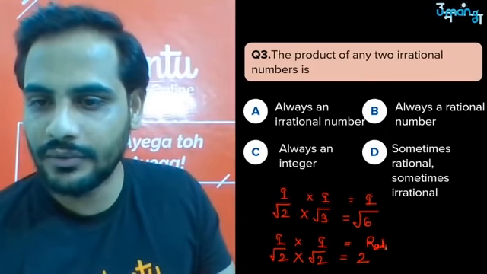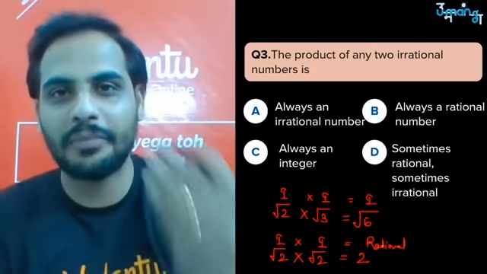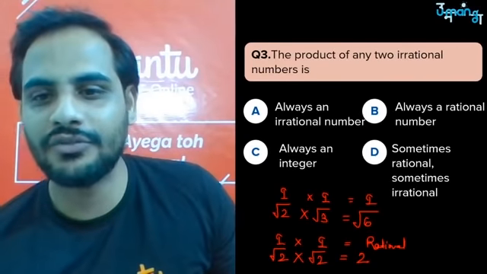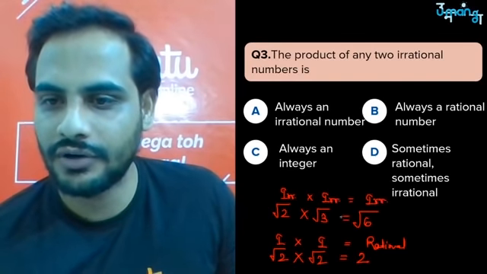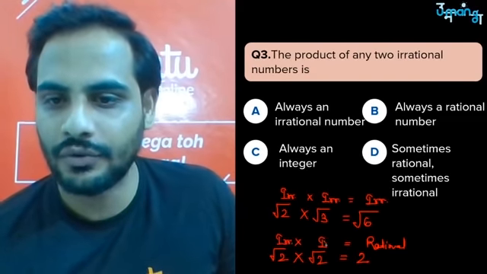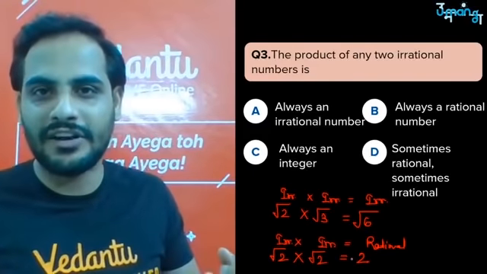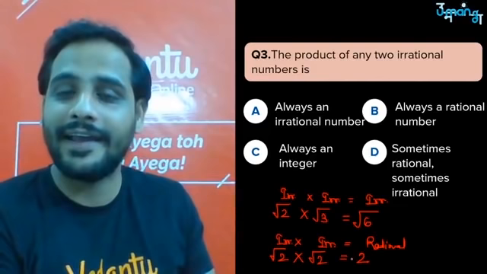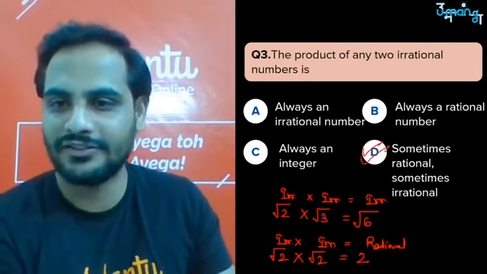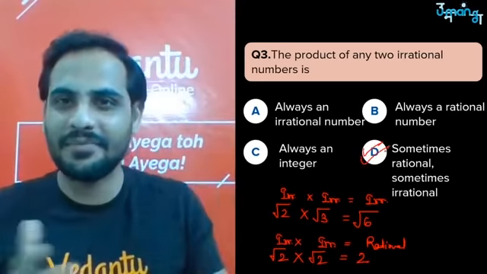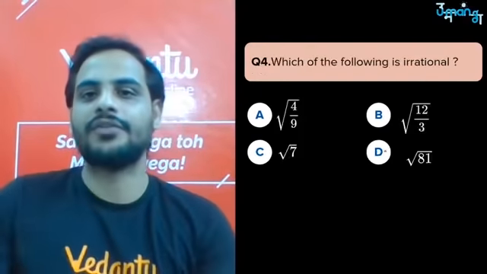Don't think that I am using I to represent irrational number. I'm just using the short form for irrational number. So you have seen with the example that irrational number into irrational number can be irrational as well as rational. Got it? So the correct answer will be sometimes rational, sometimes irrational. It can be anything. So option D is your correct answer. Let's go for the next question.